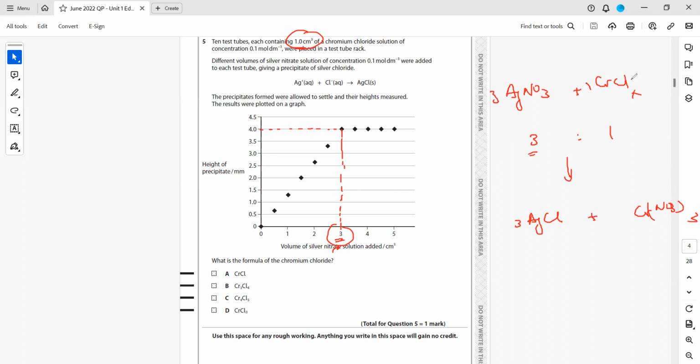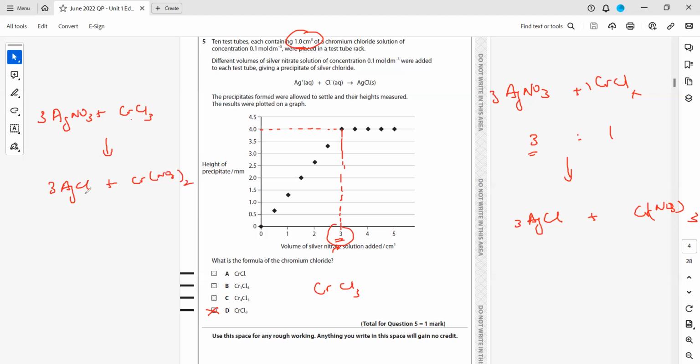So how many chlorines are there in this chromium chloride? It means it contains 3 chlorines. So the formula of the chromium chloride will be 1 chromium and 3 chloride. So that's why D will be the right answer. Is it clear? Because if it is AgNO3, it reacted with chromium 3 chloride. 3 molecules of silver nitrate react with chromium chloride. It will form silver chloride, 3 molecules, plus chromium nitrate.